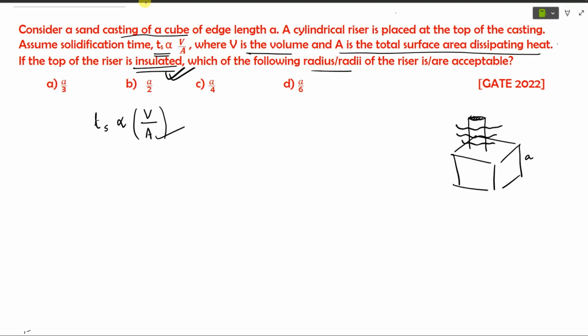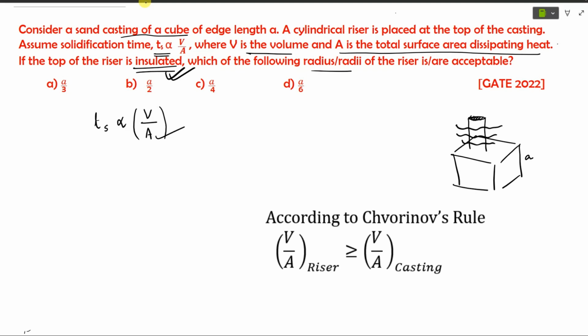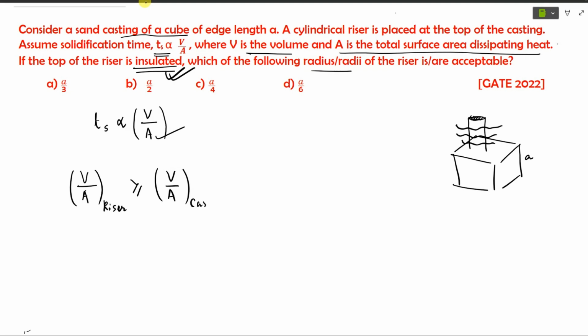Now, as per the Chvorinov's rule, volume by area of heat dissipation of riser should be greater than or equals to volume by surface area of heat dissipation of the casting. Now this particular condition has to be satisfied, is very important, then only we will get the required casting. For that this particular condition has to be satisfied.